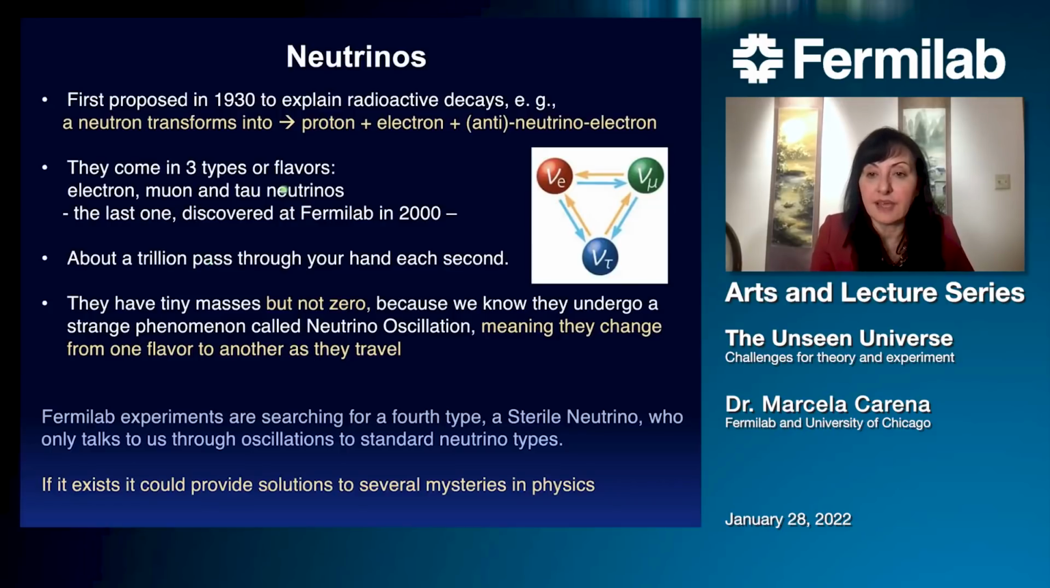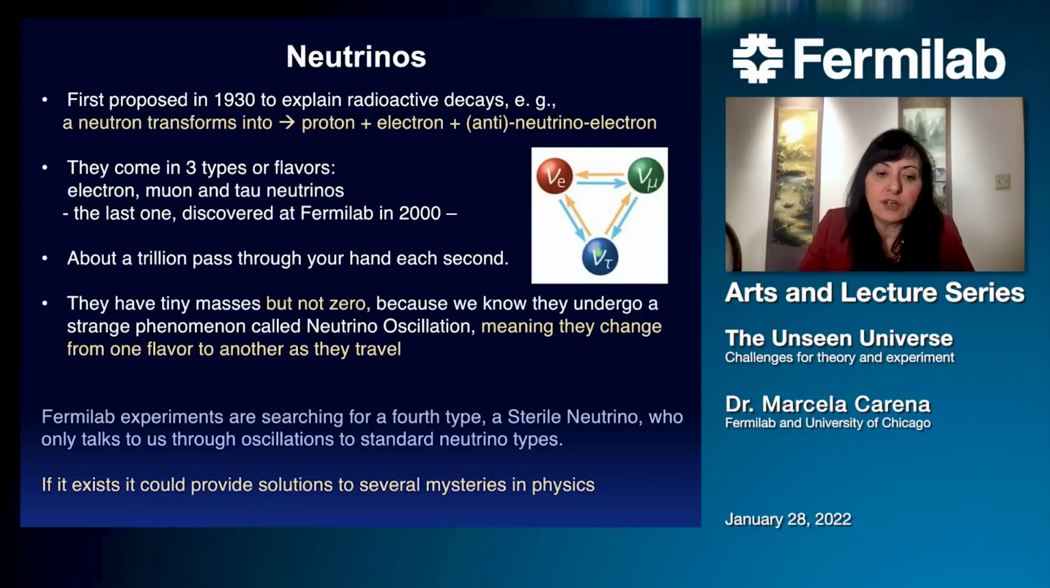What it means is that as they are traveling, one electron neutrino, or a part of it, changes into a muon neutrino or back, or into a tau neutrino. So they can change from one flavor to another as they travel.